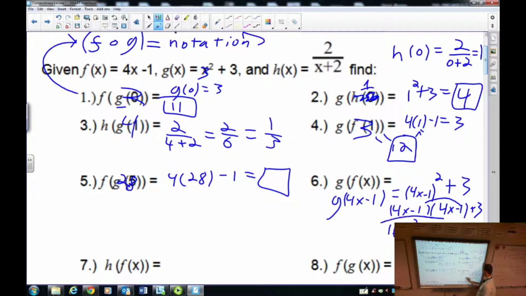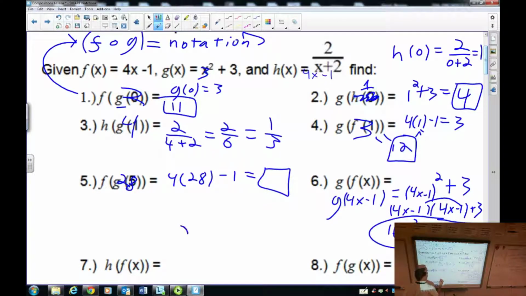Hope you got that. So that's your correct answer for number 6. Let's try maybe a harder one, number 7. We're going to take f of x, which is 4x minus 1, and we're going to put it inside, right? So we're going to take f of x and put it inside the h, everywhere we see an x. It's going to go like that. So then let me write that down.